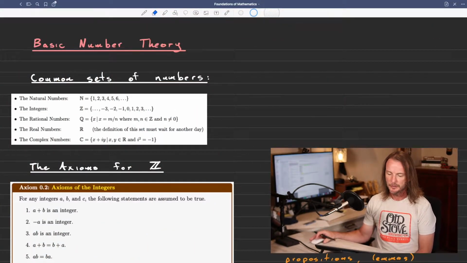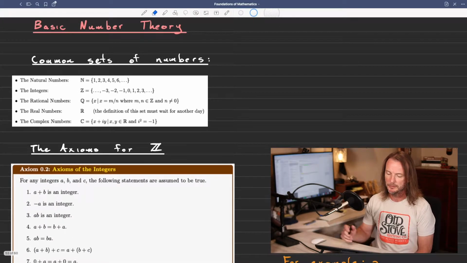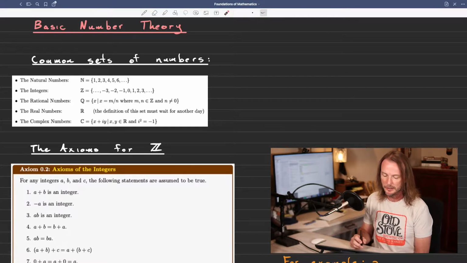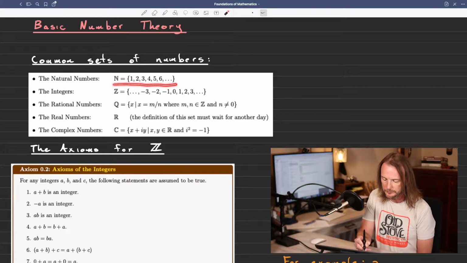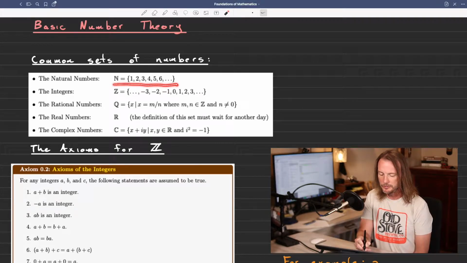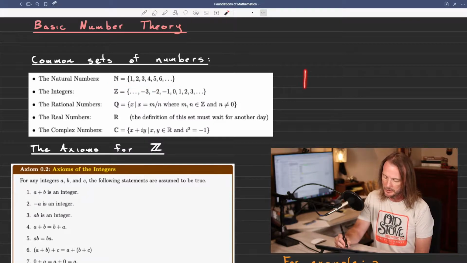First of all, before we get into too many definitions, I just want to point out some notations for some common sets that we use a lot in math. The first one is the natural numbers. These are just the whole numbers starting at 1 and moving upward, 1, 2, 3, 4, 5, 6, and so on. The symbol is a little bit hard to see, but it's a fancy N that looks like that.